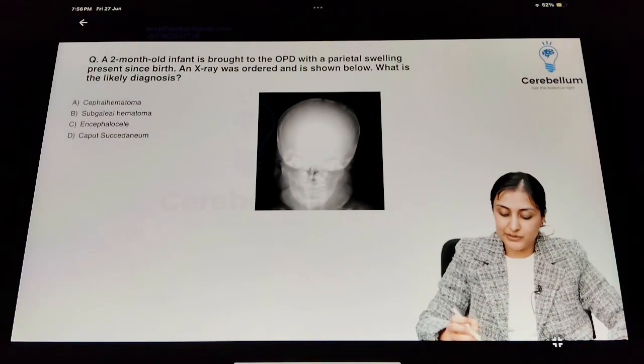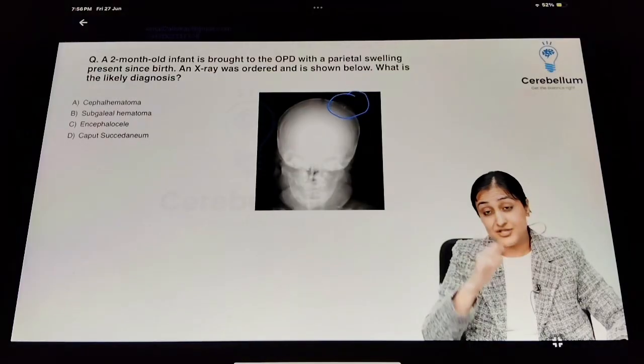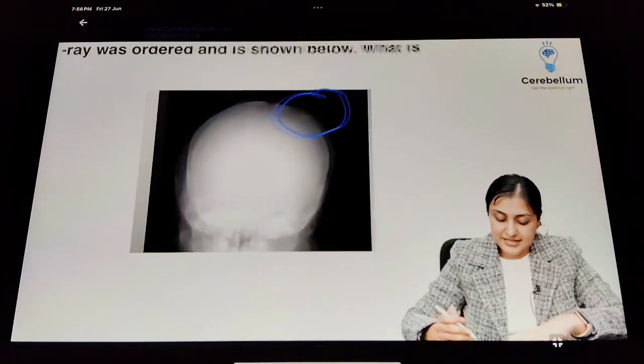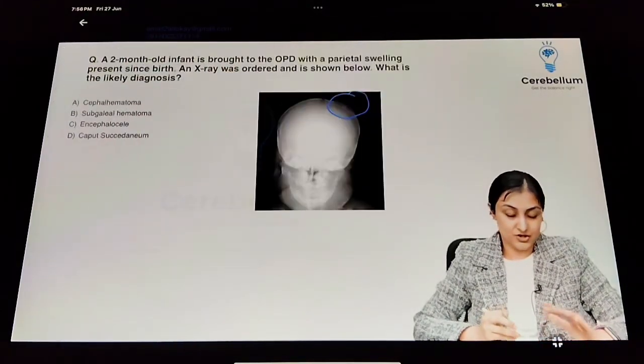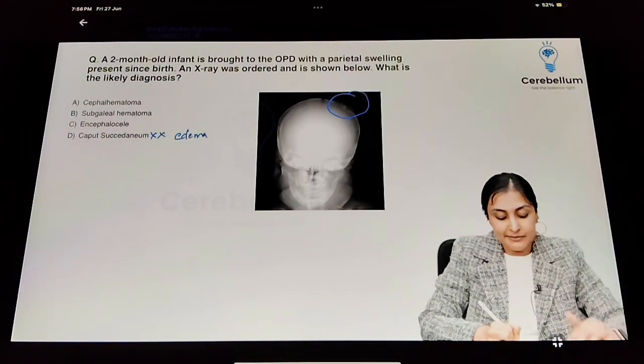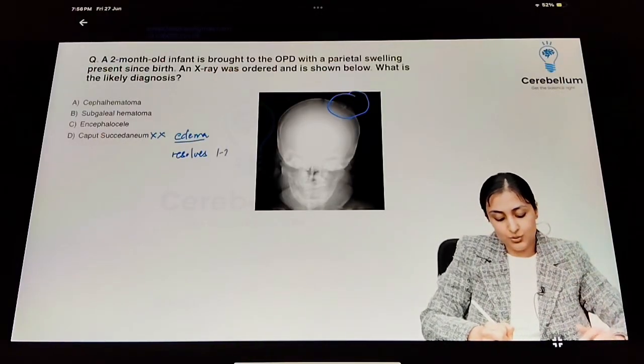A 2-month-old infant is brought to the OPD with a parietal swelling since birth. X-ray was ordered and is shown below. What is it? This is where a lot of students get confused. First of all, this is a lesion where you can see this thin rim of calcification. As soon as you see this, it cannot be caput succedaneum. Caput is just edema. It resolves in a day or two.